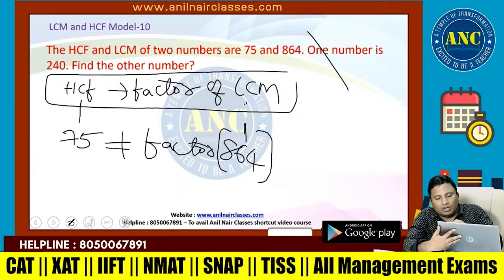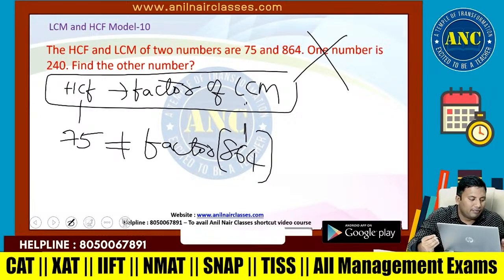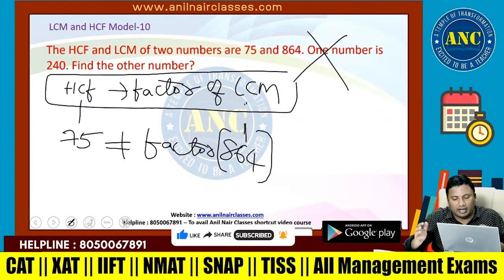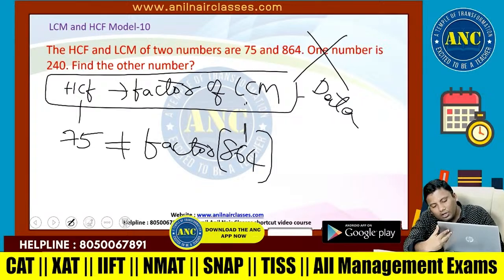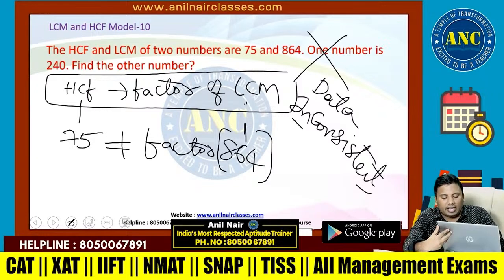So, in this question, inconsistent data is given. Those numerical values are given without even thinking. So the answer for this question is: data inconsistent.